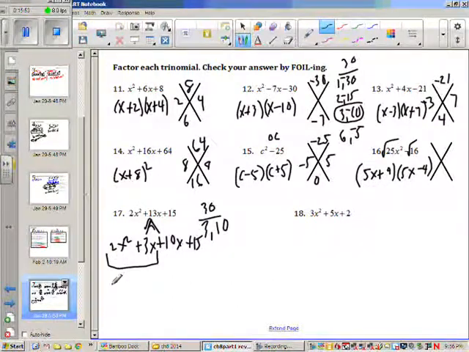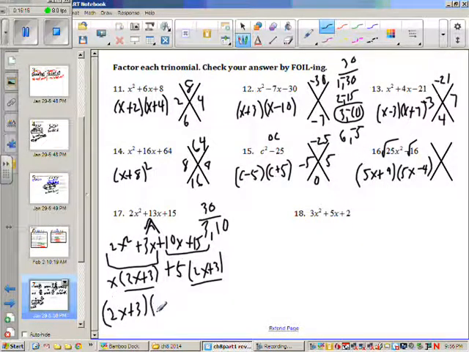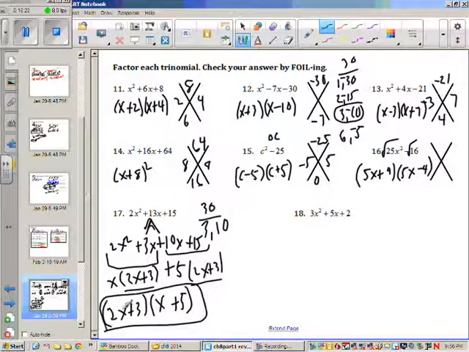Now we factor by grouping. All I can pull out is an x, leaving 2x plus 3. Bring down the plus. Factor out a 5 from the 10 and the 15. There is no x in the second term. That leaves us with 2x plus 3. It's not a coincidence that 2x plus 3 can be pulled out, and what's left is x plus 5. If we FOIL this out, we'll see that we get the same trinomial as given above.